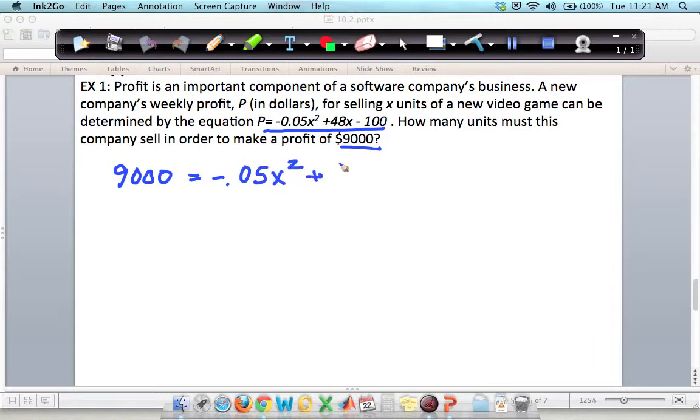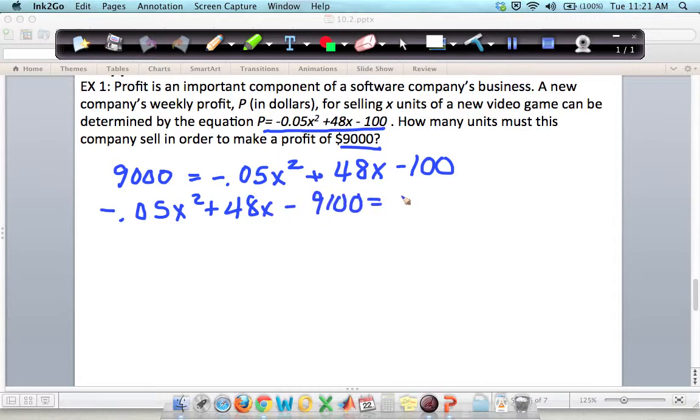So I'm plugging in P, or 9,000 for P, and I'm rewriting this equation. This is a quadratic. I want to solve this, so I need to set it equal to 0. So I'm going to subtract the 9,000 over to the other side. And I have my A, B, and C now. My A is the -0.05, my B is 48, and my C is the -9100. So I'm going to plug those into the quadratic formula, and then we're just going to put this into our calculator.